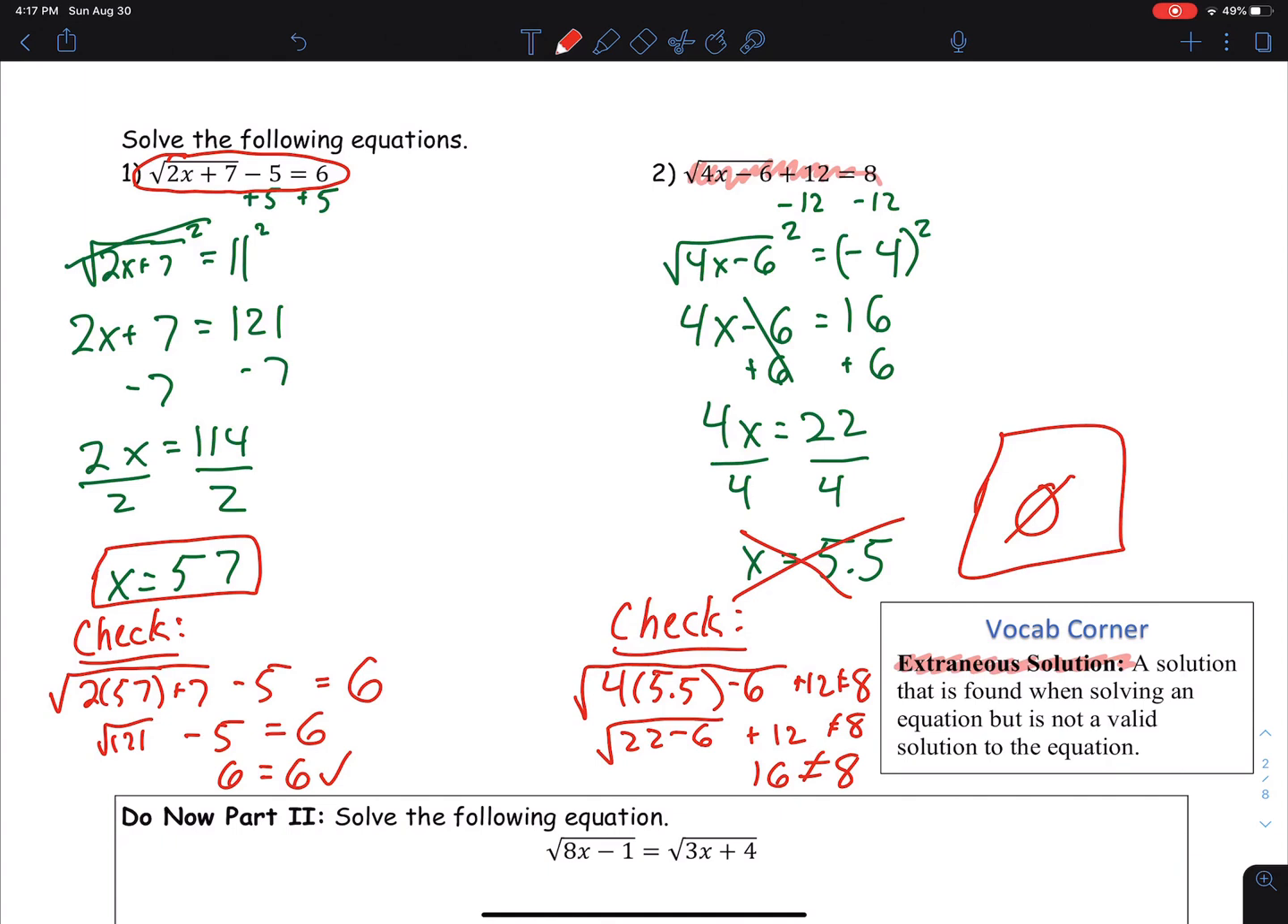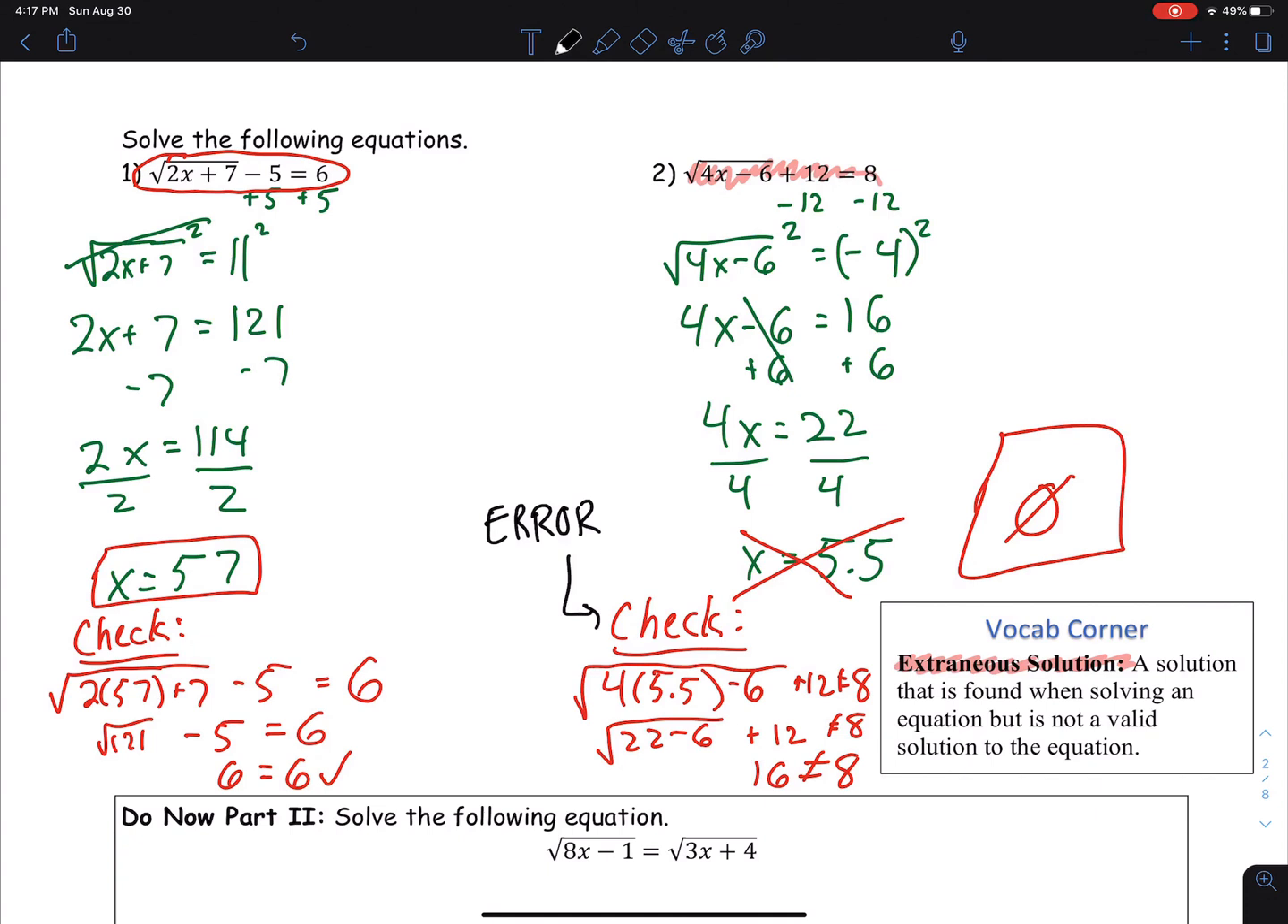If you guys did the check in your calculator, then it would pop up with an error message. And that just means that it's not a solution. That 5.5 is an extraneous solution, or a rejection.